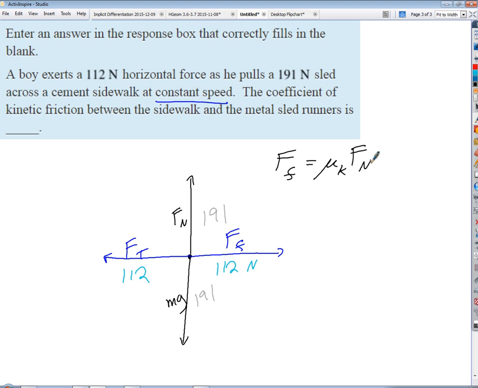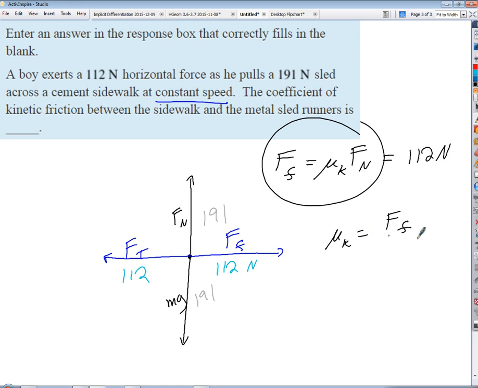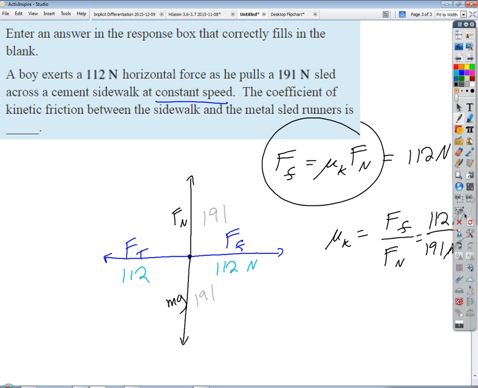Okay, so we know that the frictional force is equal to 112 newtons. We know that the normal force is equal to 191 newtons from our free body diagram, right? And so we can solve for mu sub k pretty easily, can't we? If I were just to take my original equation and divide both sides by normal force, wouldn't I just get mu sub k equals frictional force divided by normal force? So that's just equal to, frictional force is 112 newtons, normal force is 191 newtons, so the newtons cancel. What's 112 divided by 191?